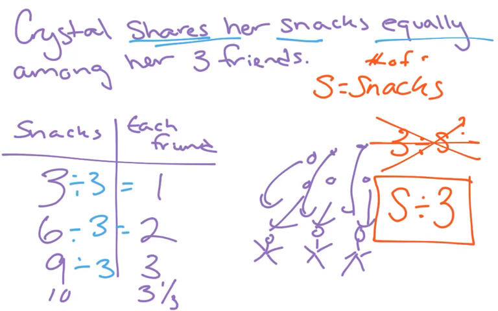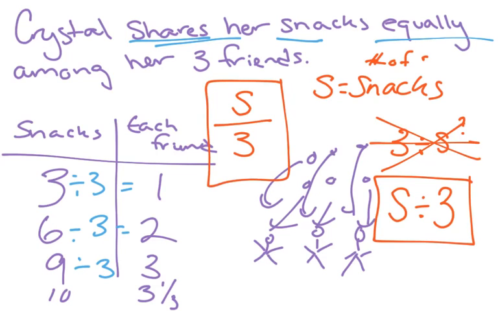Another way to write division, which you'll see very commonly, is to write it in fraction form. This is also perfectly acceptable. That means snacks. Fractions are always division problems. Snacks divided by 3. And you'll see that form a lot in algebra, so get used to both of them.